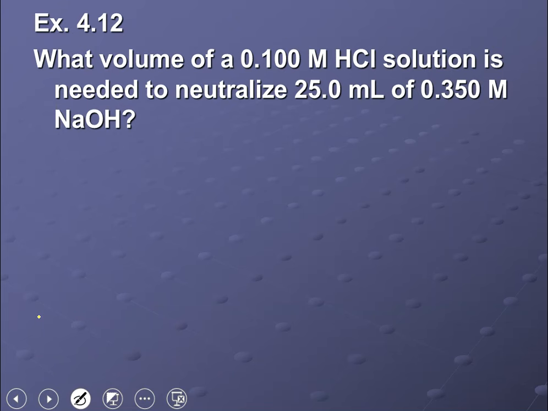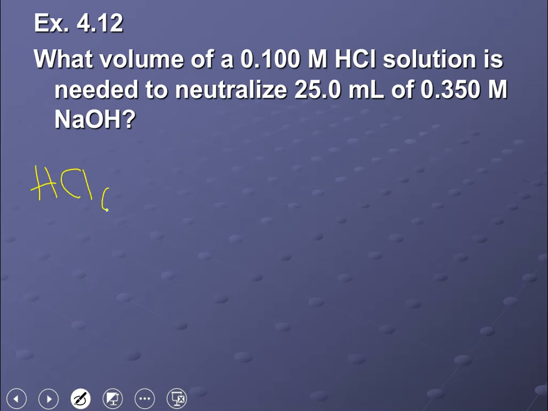Okay, so let's take a look at this example. What is the volume of 0.1 molar HCl that is needed to neutralize, so completely react, so we want to know what exact amount of HCl we would need to consume the 25 milliliters of a 0.35 molar NaOH solution. So an equation is what you're going to need to go about this problem. So I'll try it on this side.